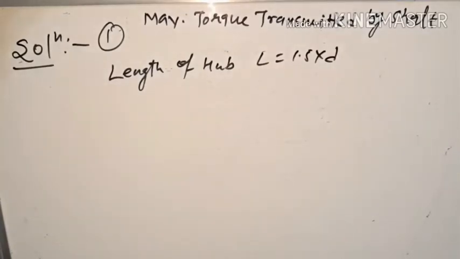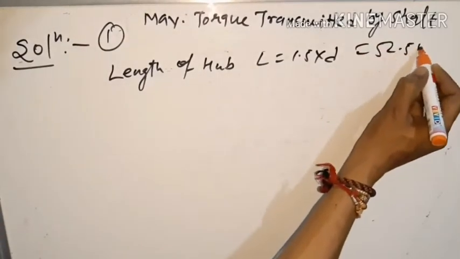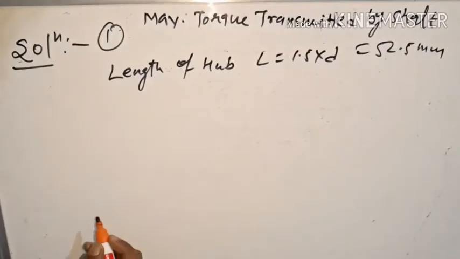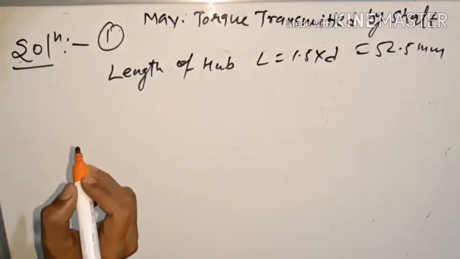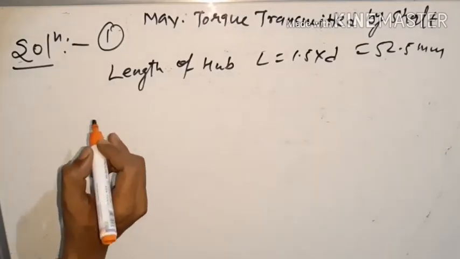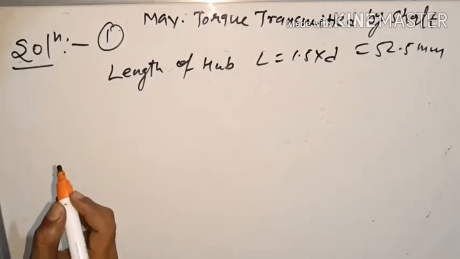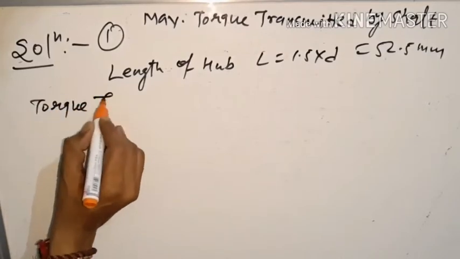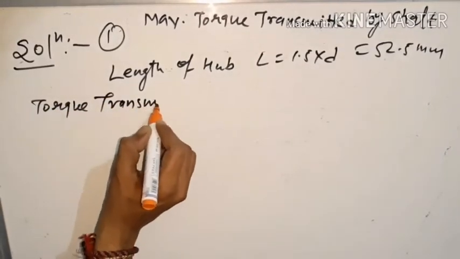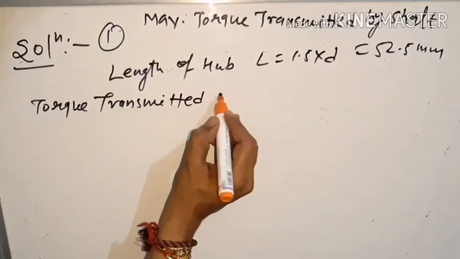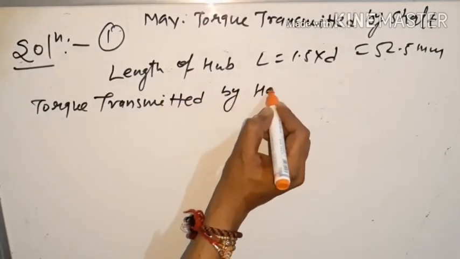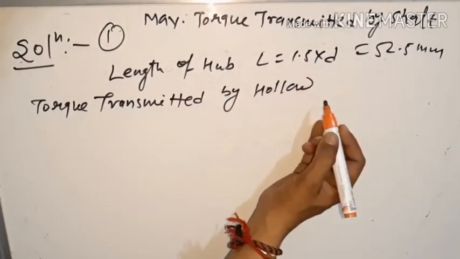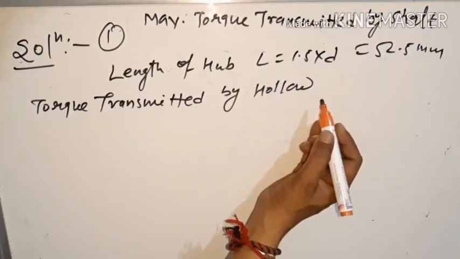Okay, so it is about 52.5 mm. Now the diameter d, that means diameter of hub is safe or not, we can check from the torque transmitted by hollow shaft, because hub and shaft assembly is always hollow.